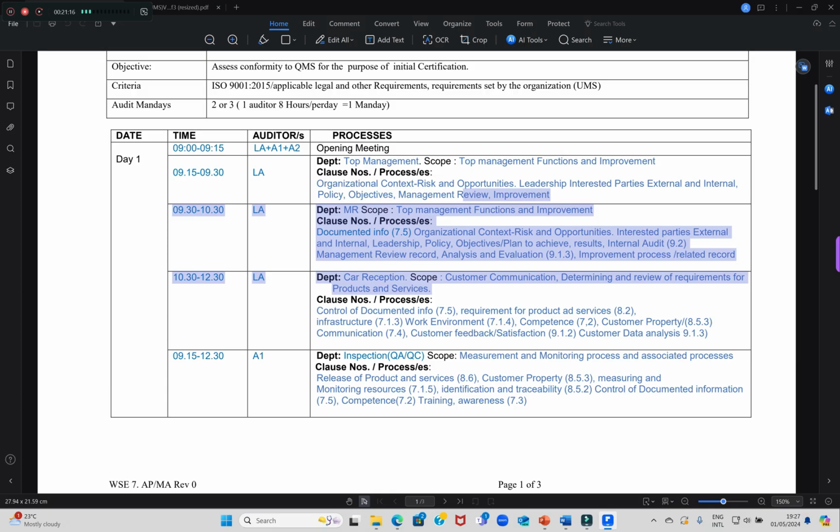So opening meeting 9 to 9:15, then 9:15 to 9:30, the lead auditor is talking to top management, the general manager, and then 9:30 to 10, the lead auditor goes to the MR, who is also a top management representative, looking at the documented information, context of the organization, risks and opportunities. Remember, the top management, the general manager or the chairman, does not have 2 or 3 hours to speak to you.